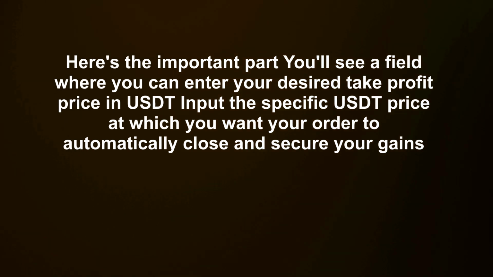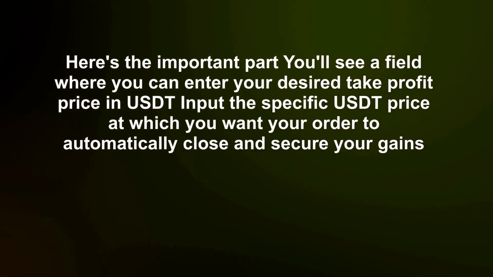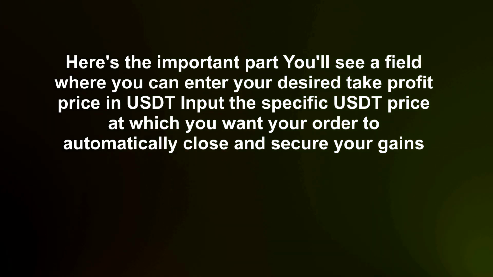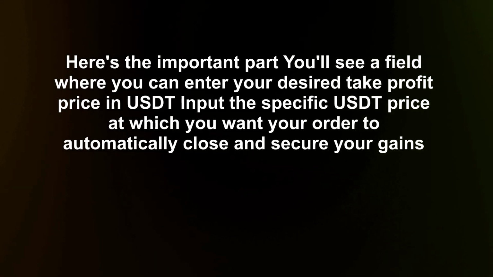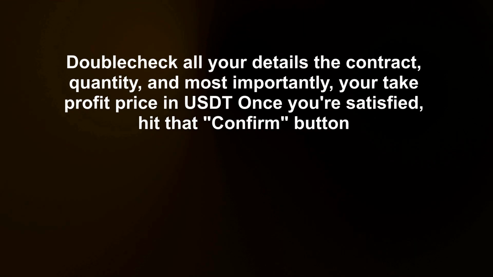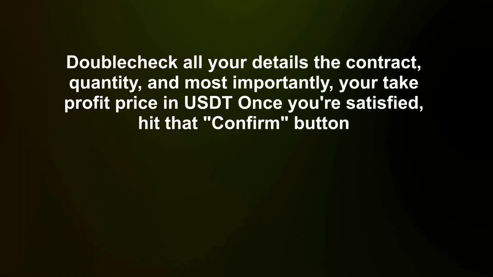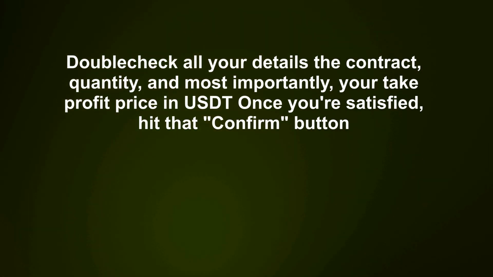Here's the important part. You'll see a field where you can enter your desired take profit price in USDT. Input the specific USDT price at which you want your order to automatically close and secure your gains. Double check all your details: the contract, quantity, and most importantly, your take profit price in USDT. Once you're satisfied, hit that confirm button.